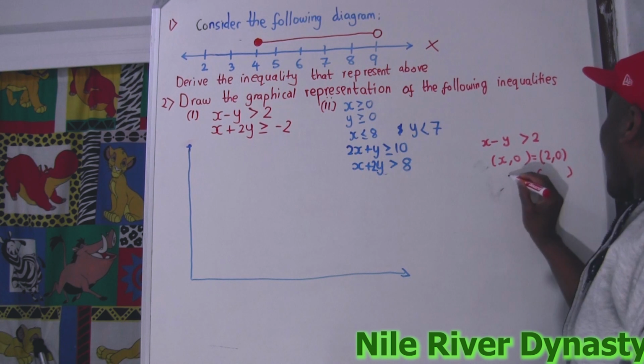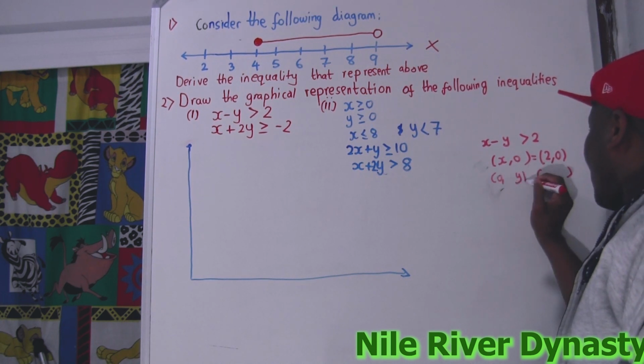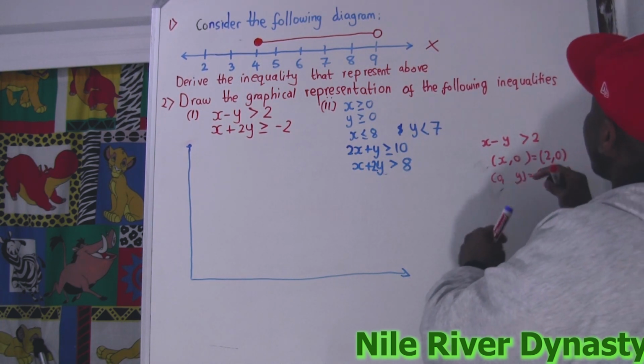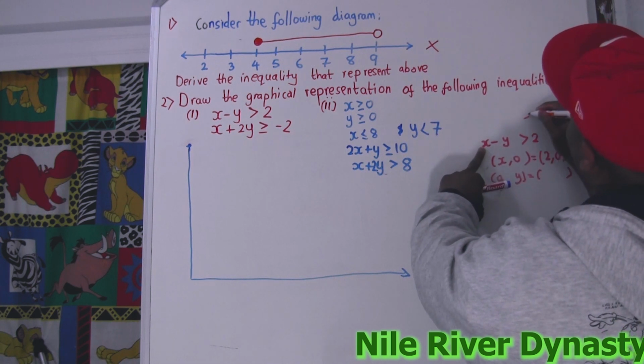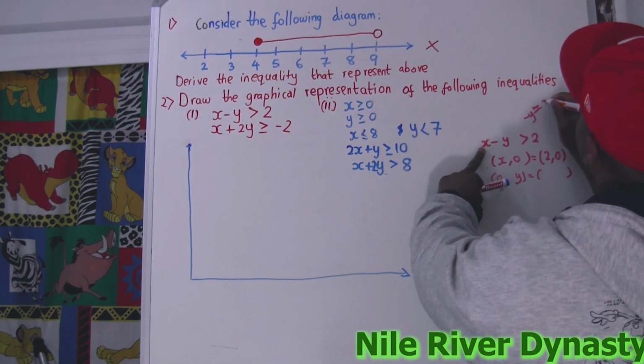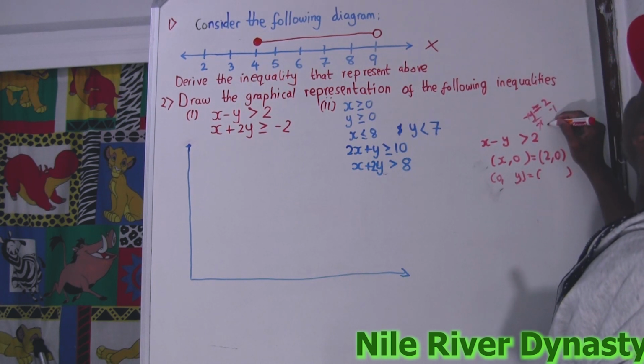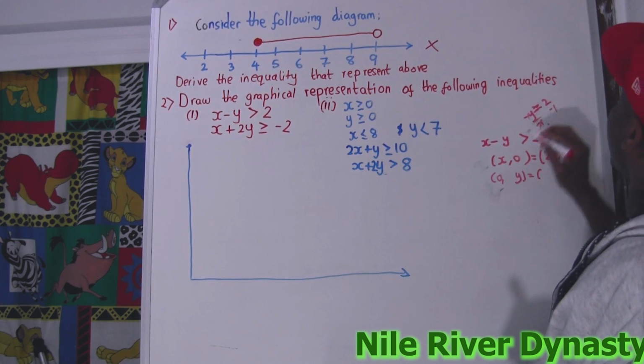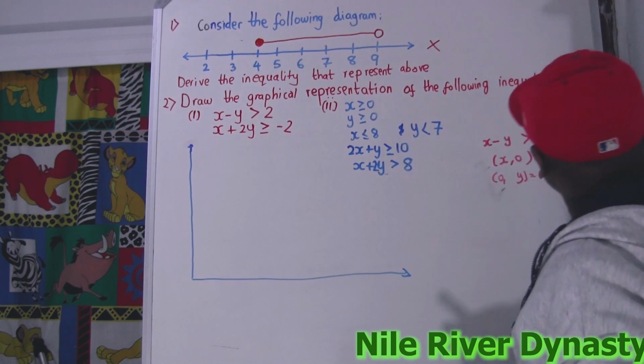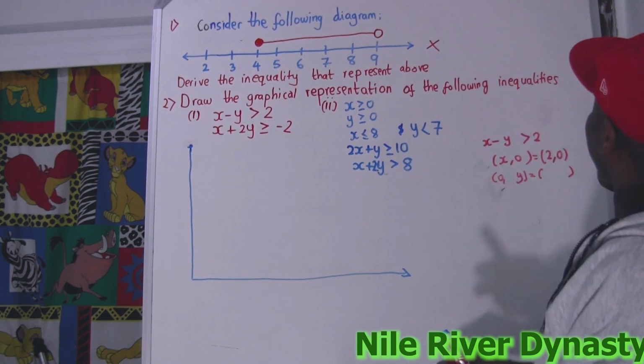For the y-intercept, when y is the intercept, x equals 0. So we're going to have a negative y equal to 2. Don't worry about this, just say equal to. Divide by negative 1, divide by negative 1, so the negatives cancel. Okay, cool.